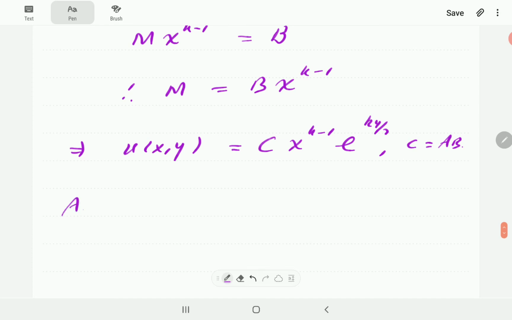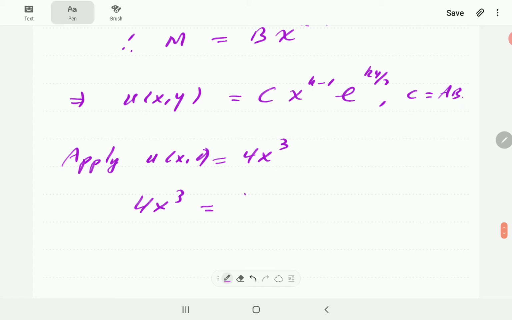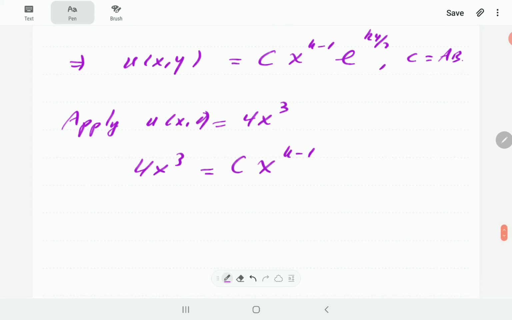Then we're going to bring in the Cauchy data. So this time when y is equal to 0, u is 4x cubed. So we're going to have 4x cubed on the left hand side. On the right hand side, we're going to plug in y equal to 0. Comparing these two sides shows that c is equal to 4. Then in order for this power to be equal to 3, k must be equal to 4 as well. So k is equal to 4.